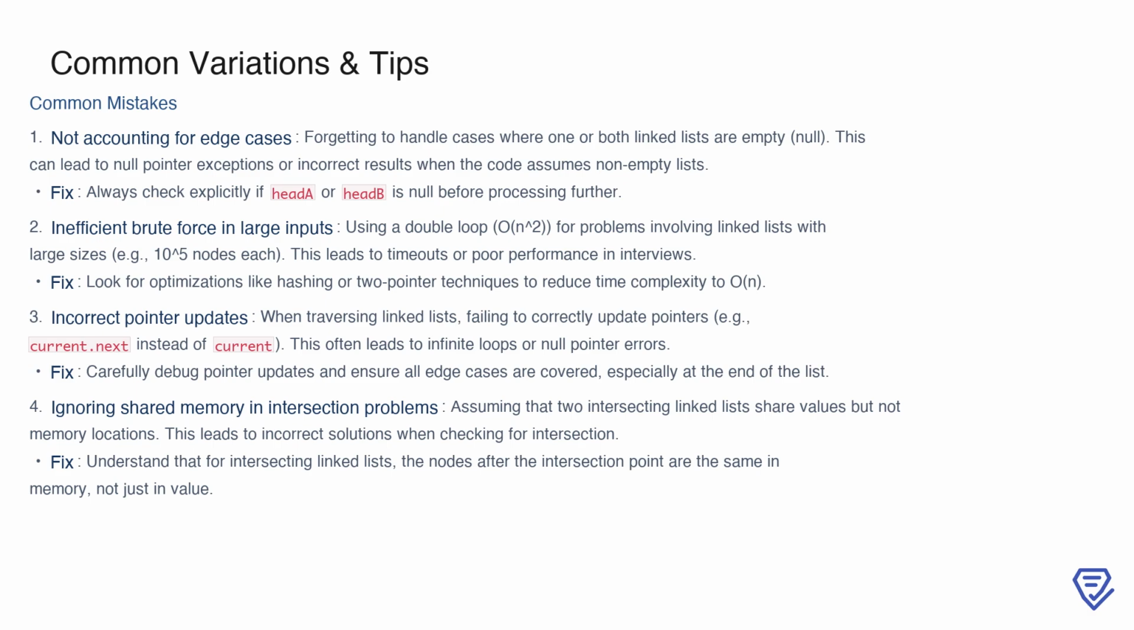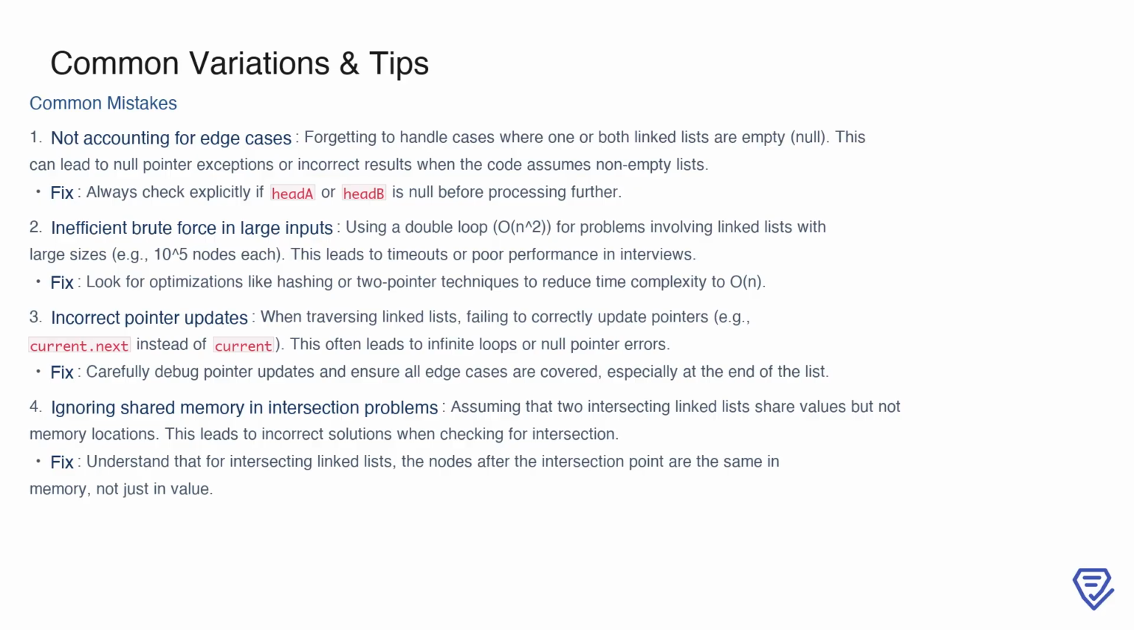Another issue is relying on inefficient brute force techniques, like using nested loops, especially when dealing with large inputs where each list could have tens of thousands of nodes. This approach can drastically slow down your solution and even cause timeouts. Instead, focus on optimizing with methods like hashing or the 2-pointer technique to improve efficiency.